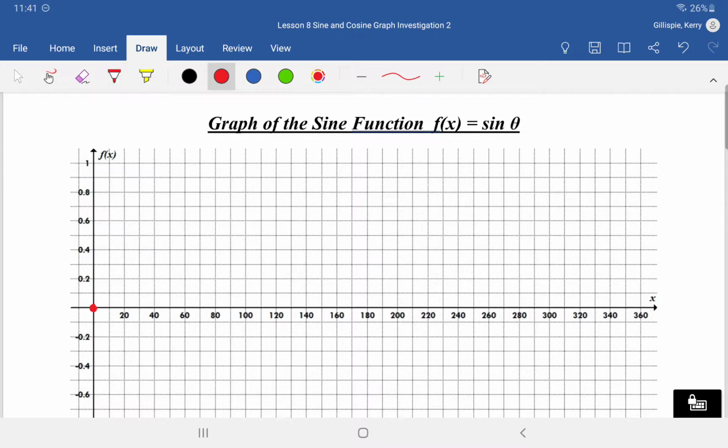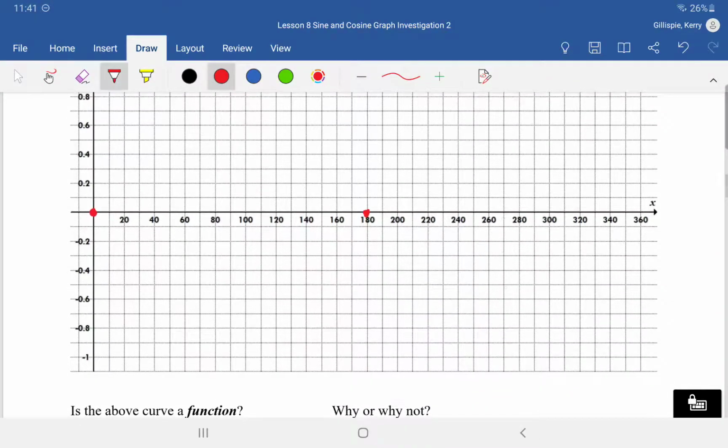The next coordinate that's important is 90 degrees, and the sine of 90 degrees is 1. So you should have had that point plotted. The sine of 180 is 0. That's the third key coordinate. The sine of 270 is -1.